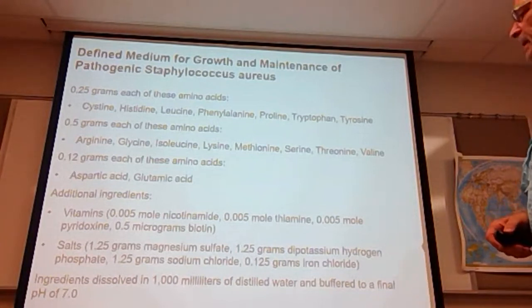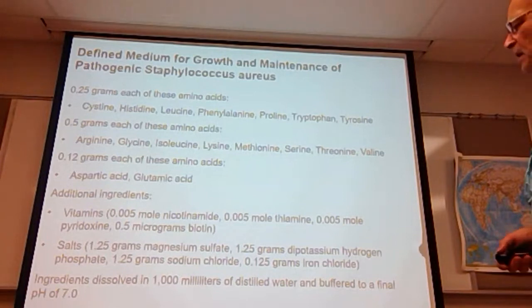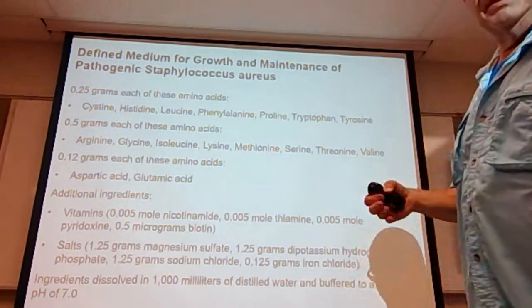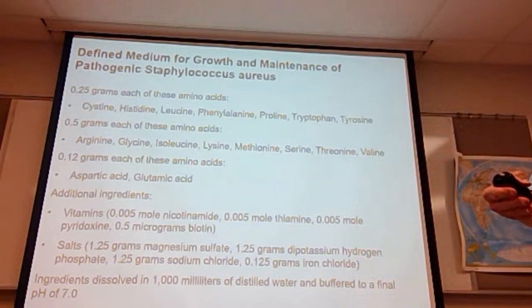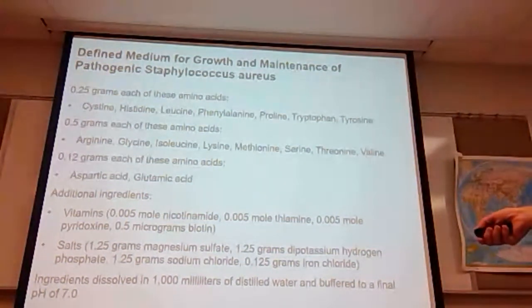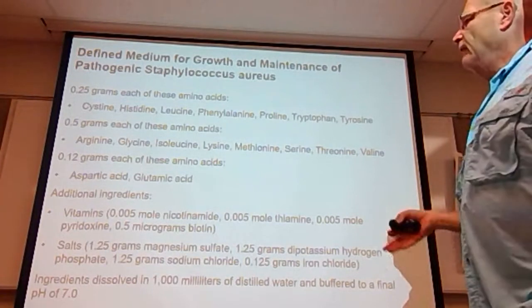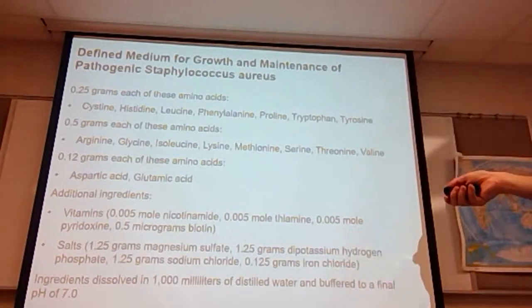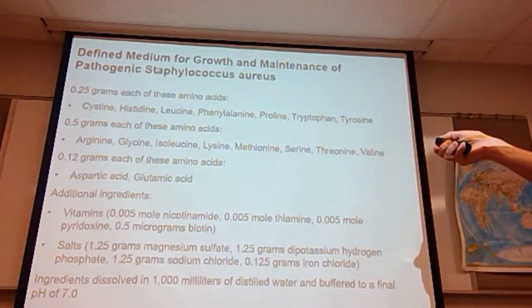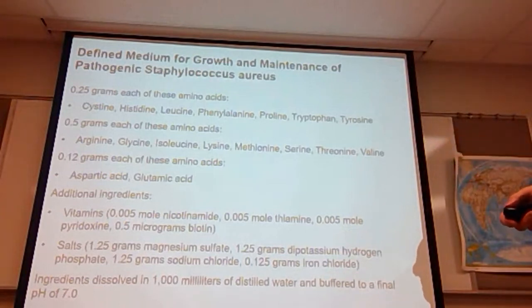Then using a buffer compound, which, if you've taken chemistry, you know what buffer compounds are. Those are things that modify the pH without altering the product that you're making. So you add 1,000 milliliters and then you buffer it to a pH of 7, which again is a neutral pH. And then you have made 1 liter of medium for growing Staphylococcus aureus.